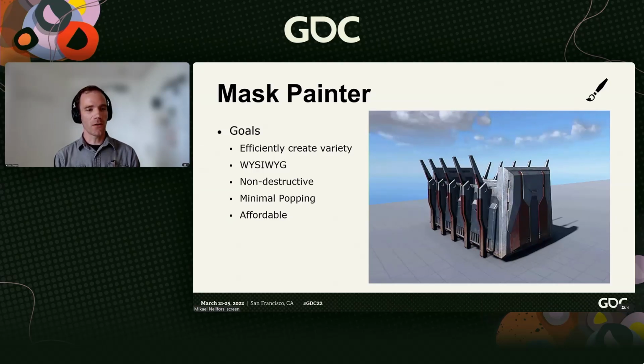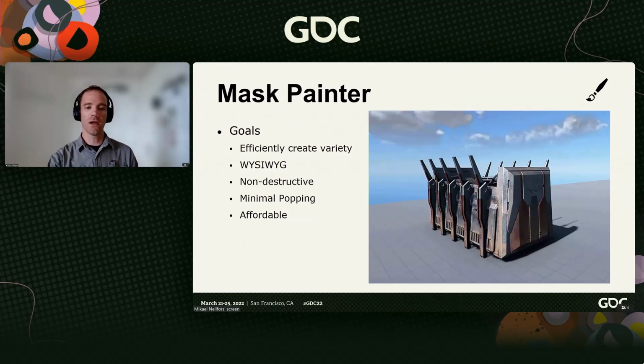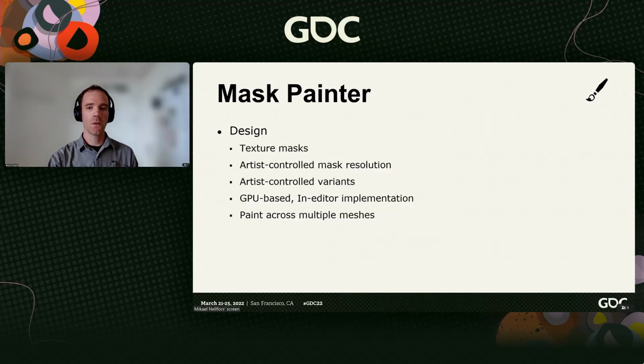We knew we wanted the mask painter to be what you see is what you get. We wanted to be able to paint on the actual assets and the actual levels and the actual lighting situations and see the material update in real time, which was about improving our iteration time. We also wanted the mask paint system to be non-destructive and art directable, again, to help us iterate quickly. One interesting goal of the mask paint system is we didn't want to introduce any additional popping with it. And finally, we needed it to be affordable, both in terms of memory and runtime performance.